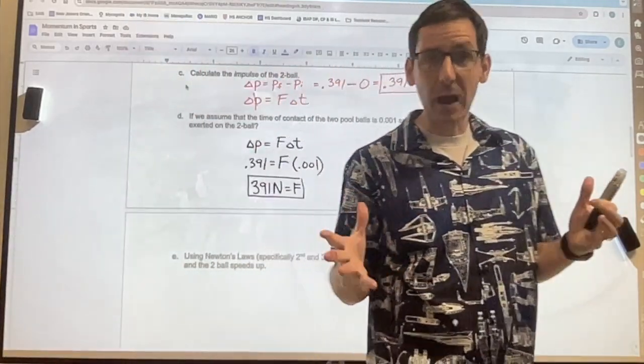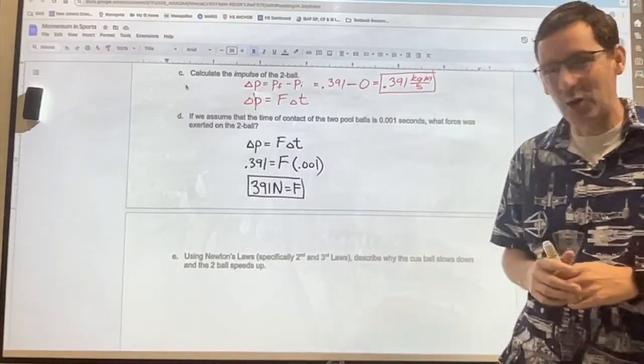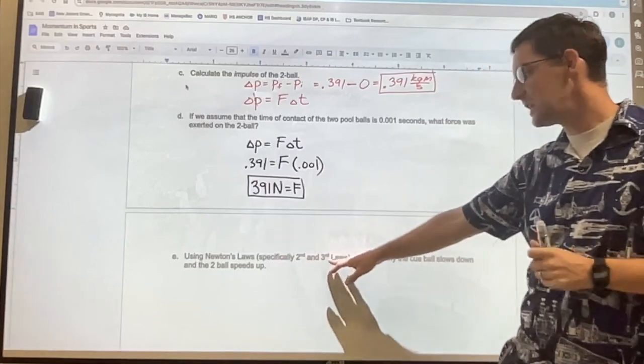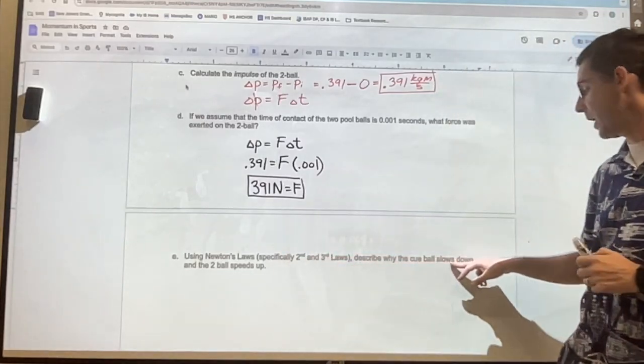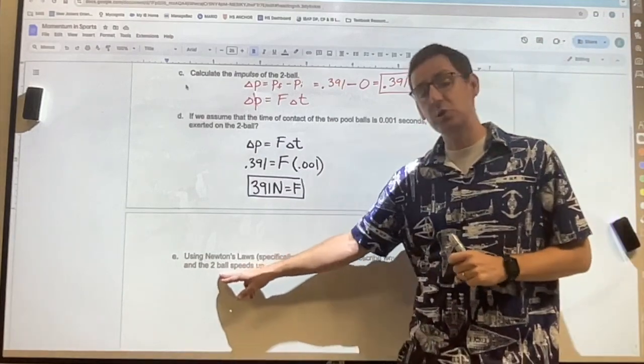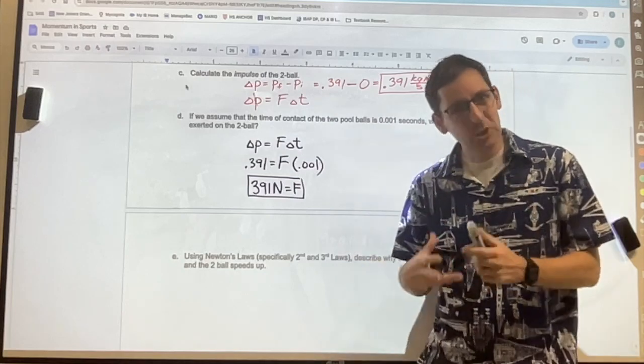All right? So not too bad, right? It's just a little bit at a time. Hopefully you're getting a little bit more comfortable with this as we go. The next question is, using Newton's laws, specifically the second and third laws, describe why the cue ball slows down and the 2-ball speeds up. All right, so let's talk about it.